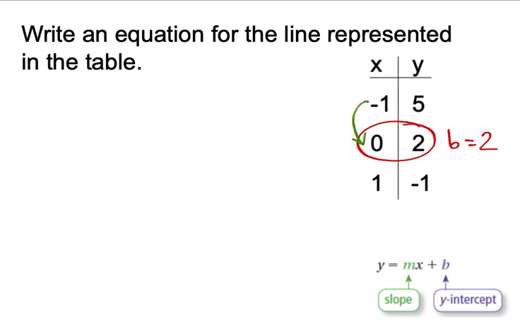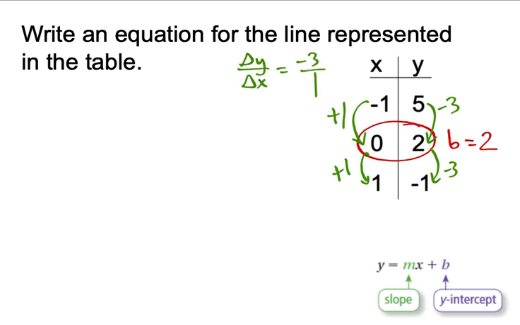To get from this one to that one, from negative 1 to 0 is plus 1. To get from 5 to 2 is negative 3. And I think these end up being negative 3 and plus 1 as well. So we can actually do the slope as change in y over change in x. Y changes by negative 3, x changes by plus 1, gives me a slope of negative 3. So y is negative 3x plus 2.